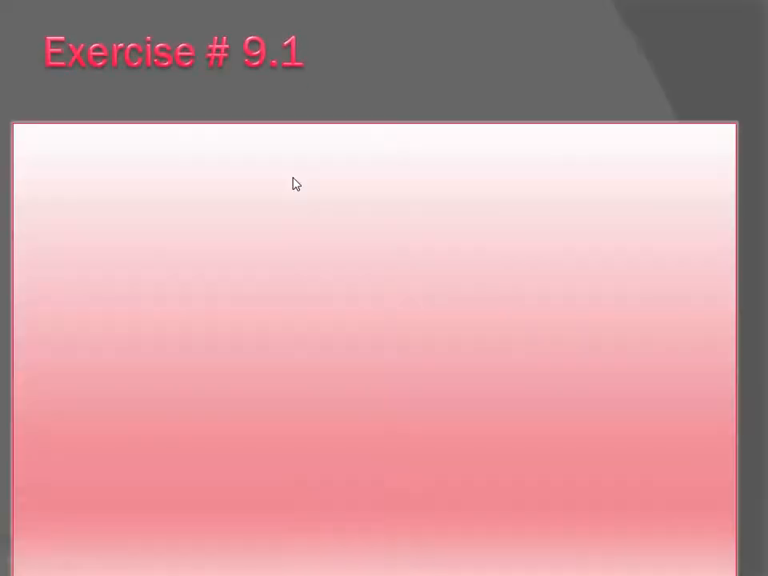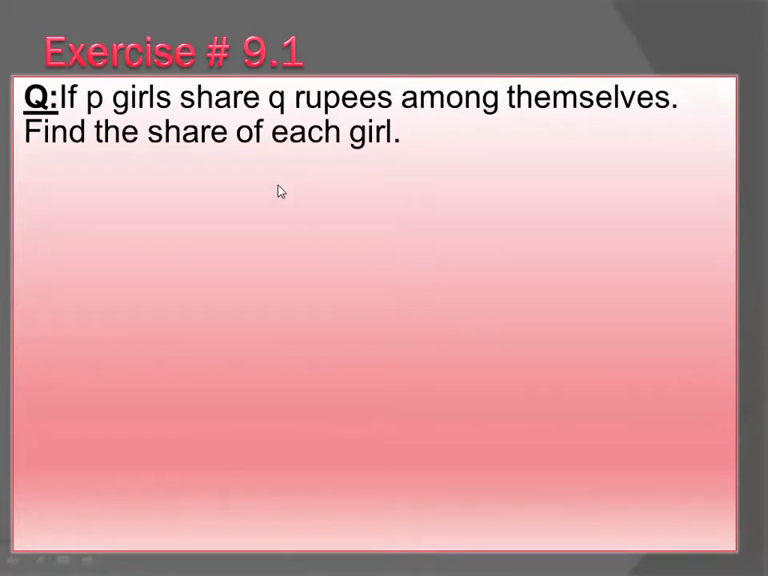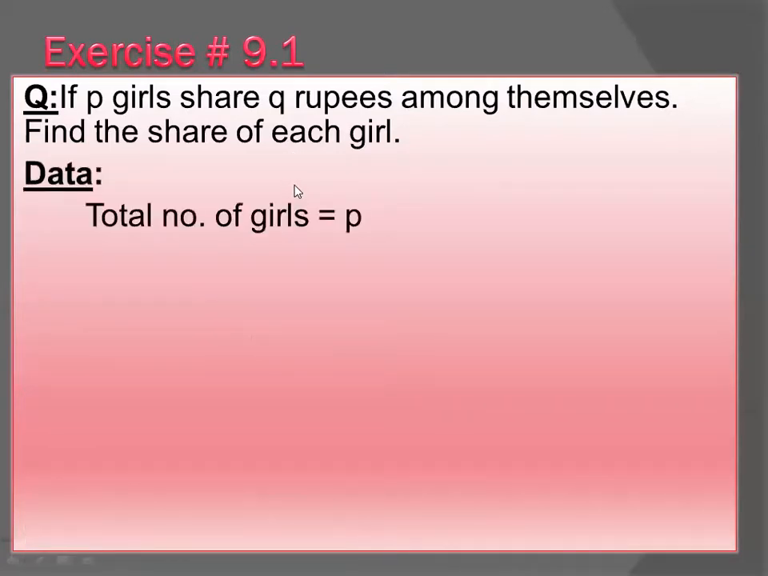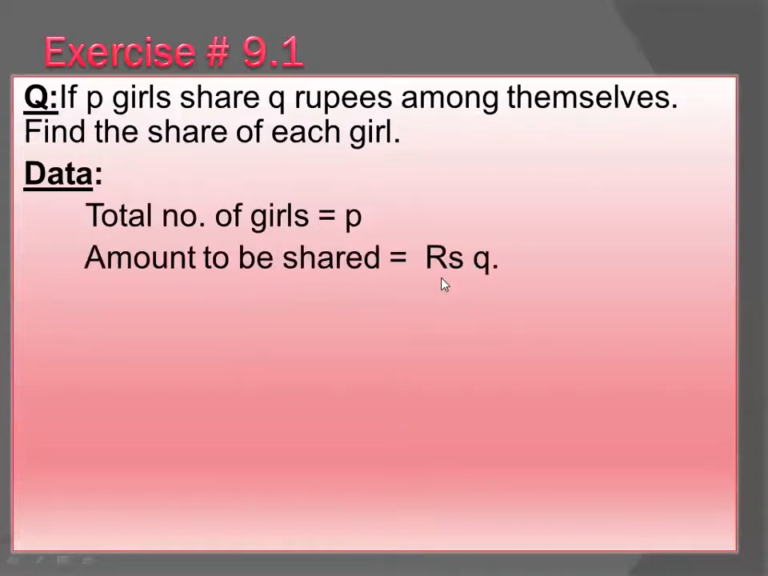Exercise number 9.1. Now, here you have question again word problem. If P girls, how many girls you have? P girls, okay? Share Q rupees among themselves. Find the share of each girl. Okay, here I'm going to show you only data and solution will be given by you. Okay. So number one, total number of girls here are P. And amount to be shared is equal to rupees Q. And what will each girl get?